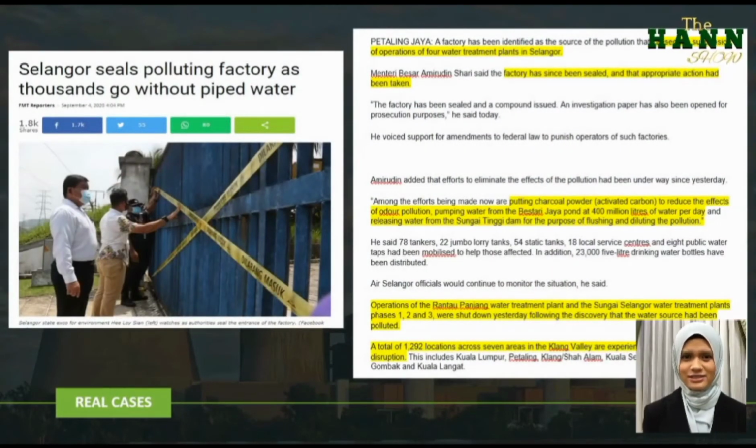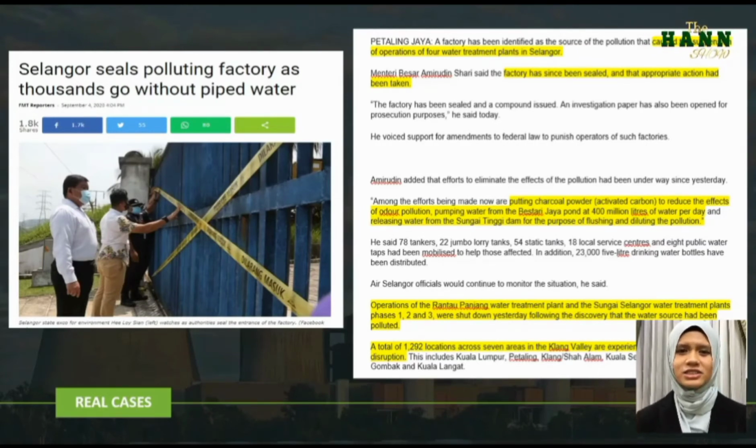According to these articles, due to water pollution, water supply has been interrupted and this has affected other business operations due to shortage of water. In addition, the water companies have to spend additional costs to supply water to the users by using tanks and jumbo lorries.